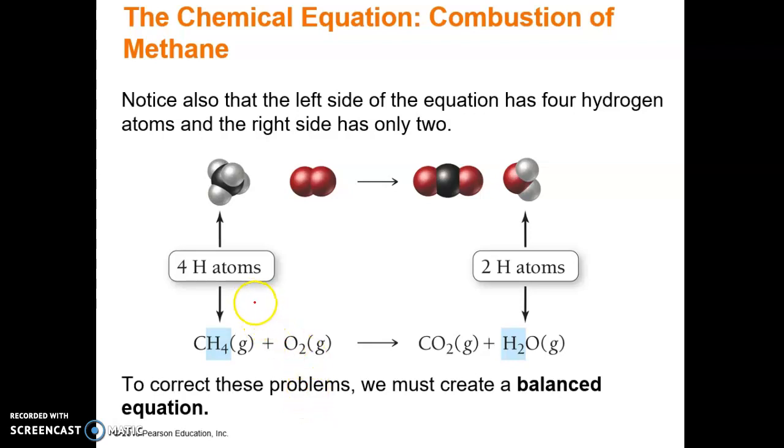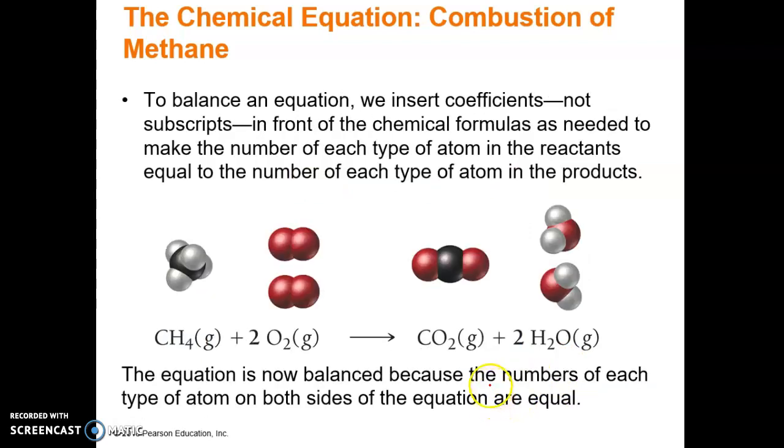If you look at the hydrogens in this problem, you have 4 hydrogens on the left, and on the right we have 2 hydrogens. So we're going to work on balancing next. In order to balance chemical equations, what we're going to do is insert coefficients. Okay, so we're going to add numbers out in front of these chemical formulas. You don't go and change the subscripts because oxygen then becomes something completely different, okay?